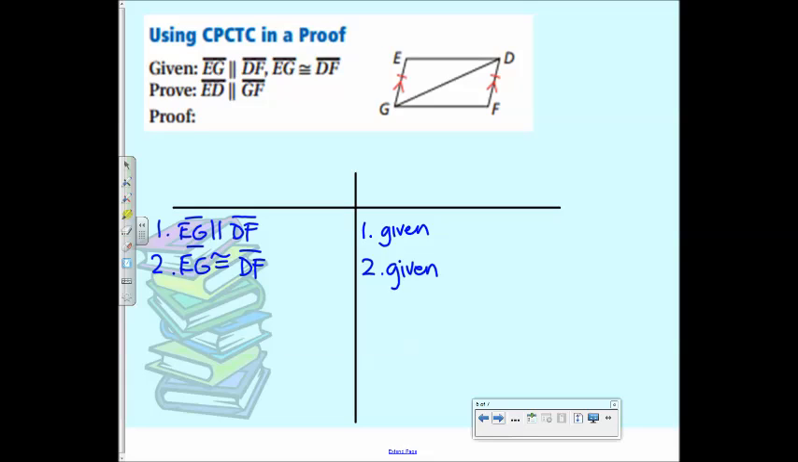So if these lines are parallel, what angles could I say are congruent? Angle EGD is congruent to angle GDF, and that's based on alternate interior angles, which you can use because these two lines are parallel. If it did not tell you that they were parallel, could you use that? No. So only if they're parallel. Is there anything else that you know? GD is congruent to GD, and that's based on reflexive.